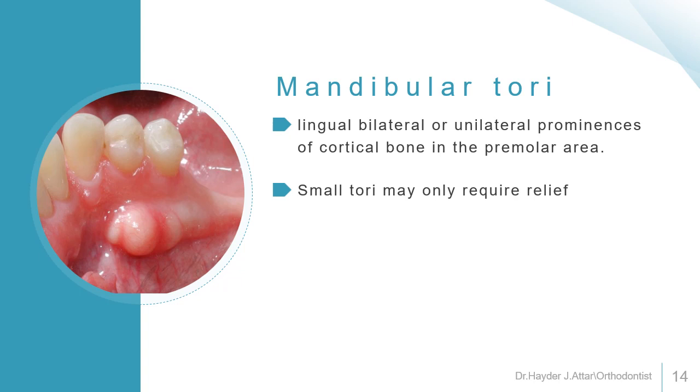The mandibular tori are bony prominences also located on the lingual surface of the mandible in the area of the premolars and may extend distally to the molar area. When the tori are small, they should be relieved during the construction of the complete denture, but when these mandibular tori are large, they should be removed surgically.